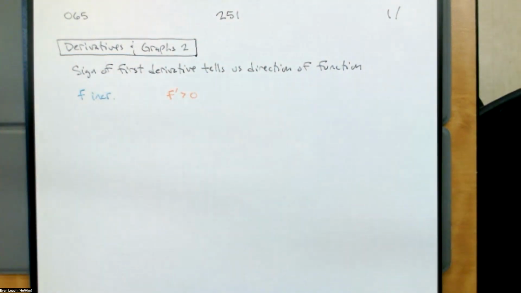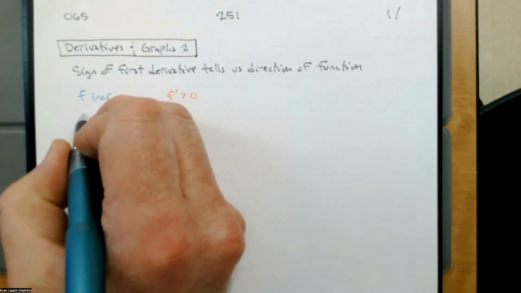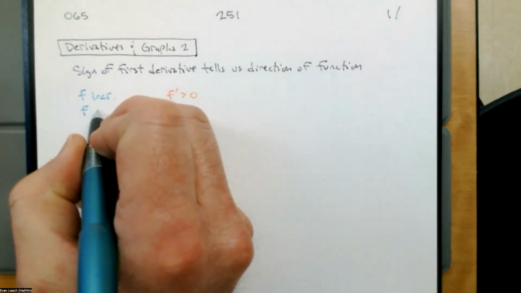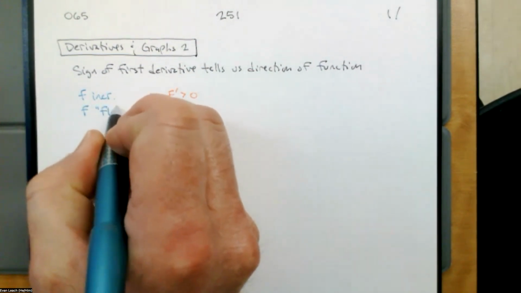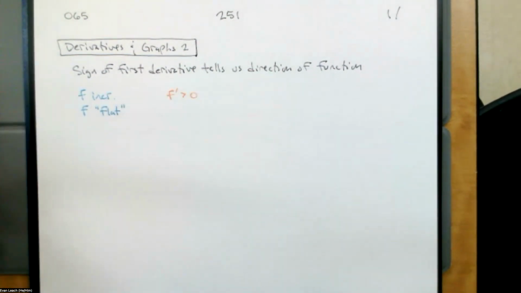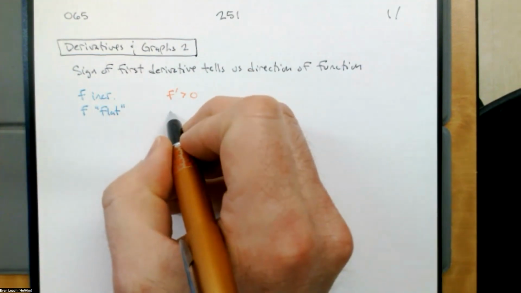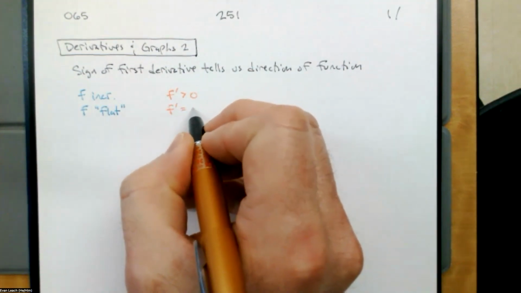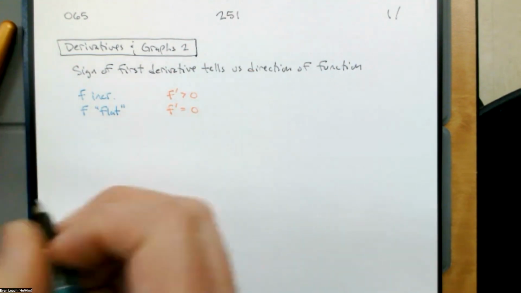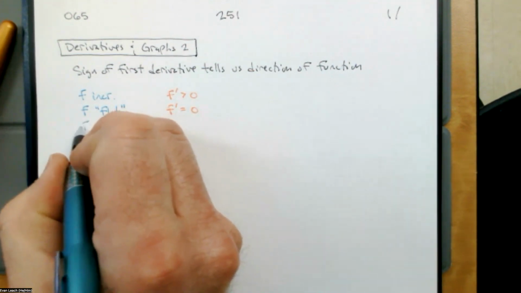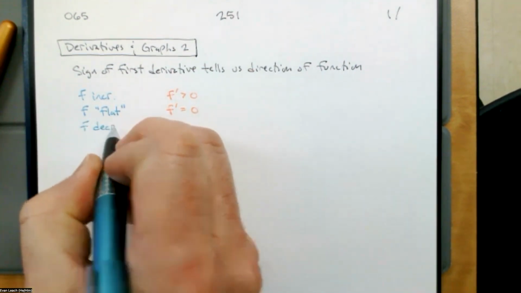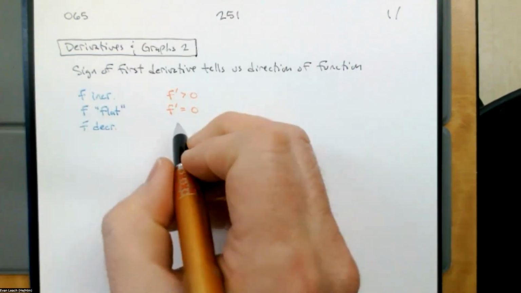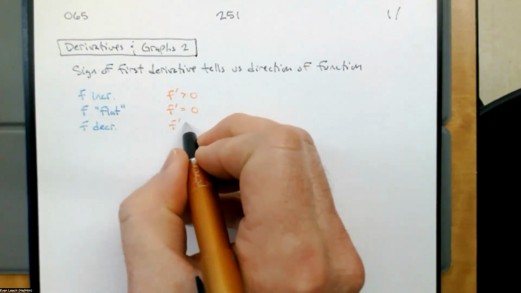Function is increasing, then the first derivative is positive. If the function is flat, then our first derivative is 0. And if the function is decreasing, then our first derivative is negative.